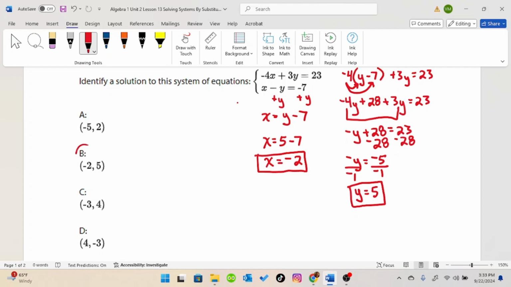That means B is the correct answer, because anytime we have a point pair, the x goes first and the y goes second. If you have any questions about how to solve this practice problem, please use class time to ask for further clarification so that you are prepared before we move on.